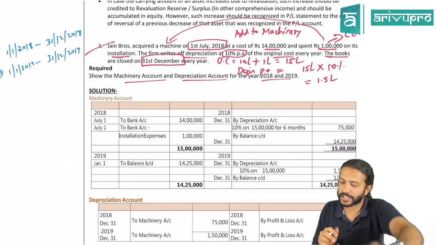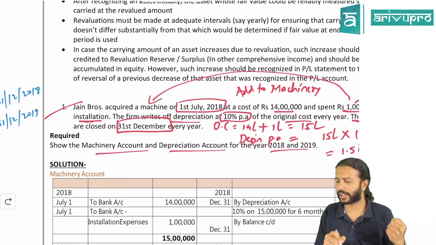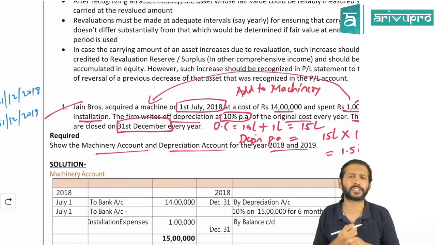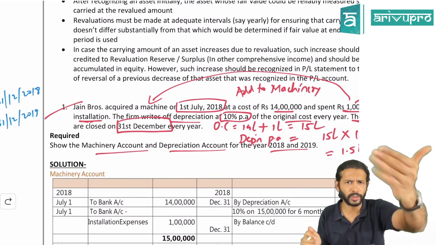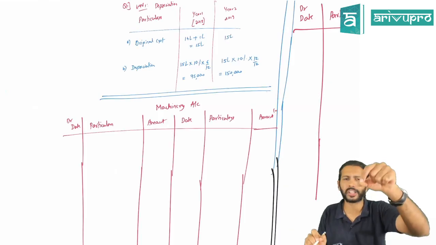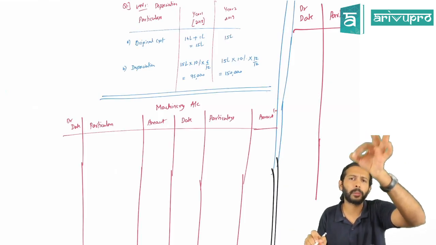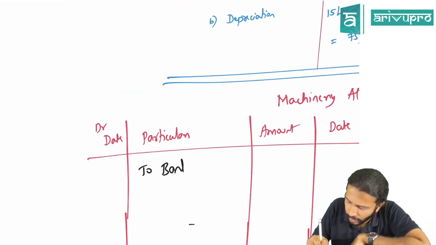Like, what is my first activity that happened here? On 1st July, I purchased an asset. What is the journal entry for asset purchase, sir? Machinery is an asset. Asset is coming in, so you need to debit. Cash or bank will go out. So what is the journal entry for machinery purchased? Machinery account debit to bank account. So I will write here to bank account.